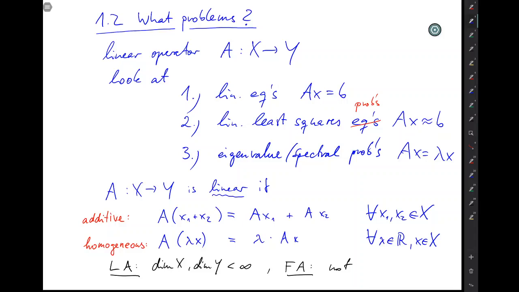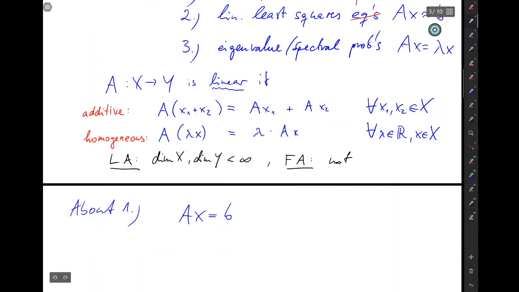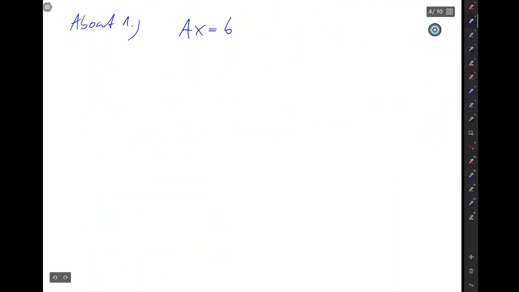Okay, so these problems 1, 2, and 3 are the standard problems of linear algebra in every linear algebra course. So also in this course on functional analysis meets linear algebra. Let's start with problem 1, linear equations Ax equals b. When we write that, we should always say what that is. Recall A is a linear map from X into Y, linear spaces.